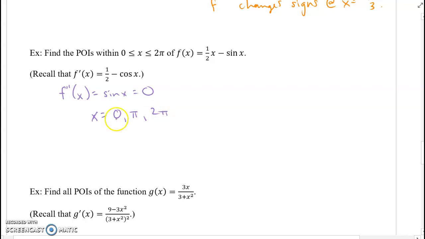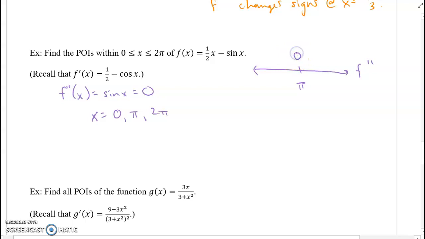And we don't really need to consider 0 and 2 pi because we can't consider approaching 0 from both sides, right? We have to see that change in concavity. And if we're not considering values to the left of 0, then we're not considering that second derivative to the left of 0. Likewise with 2 pi, again, that's on the endpoint, so we don't need to worry about that. But on the f double prime line, we can put pi.